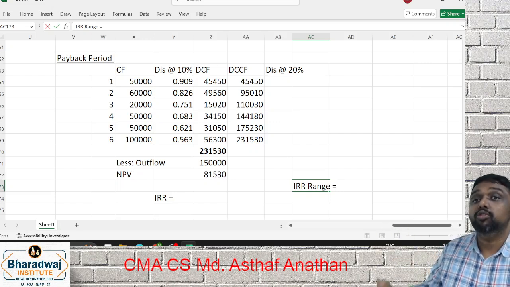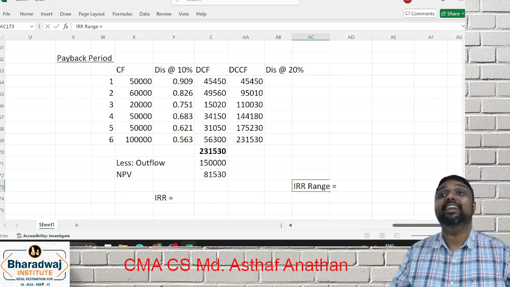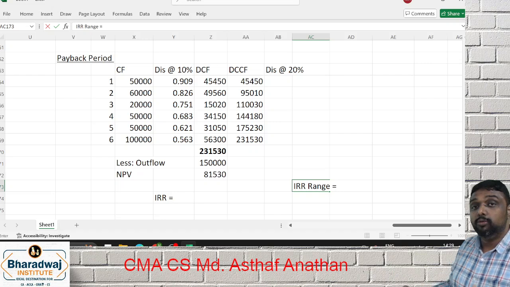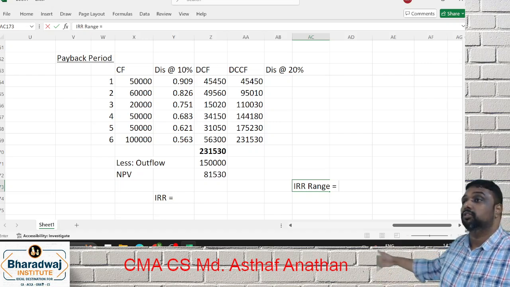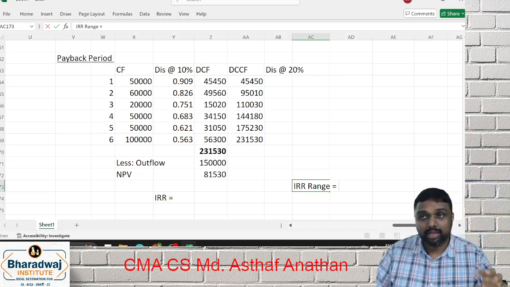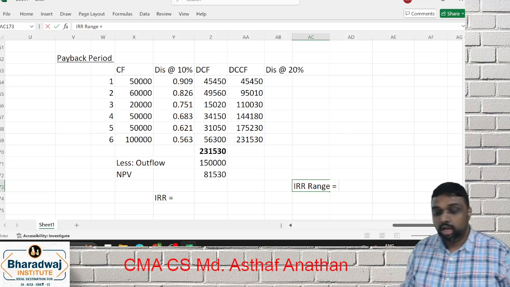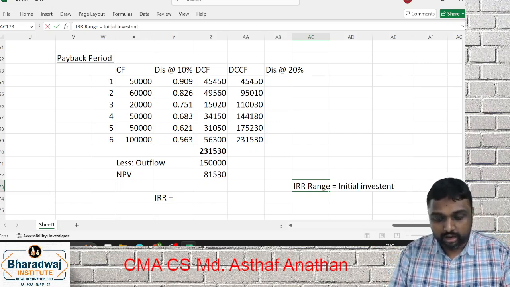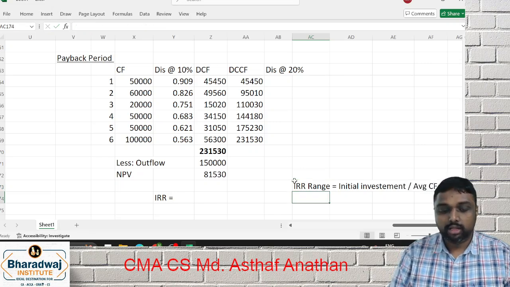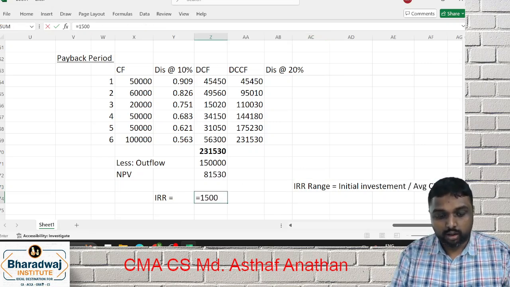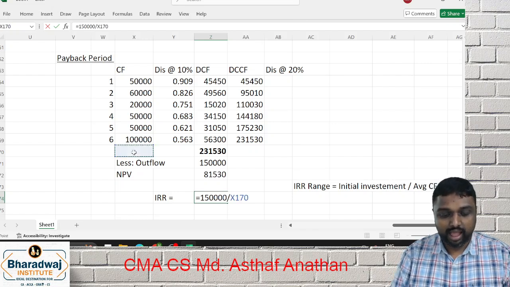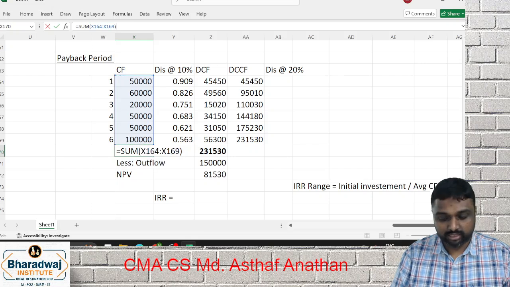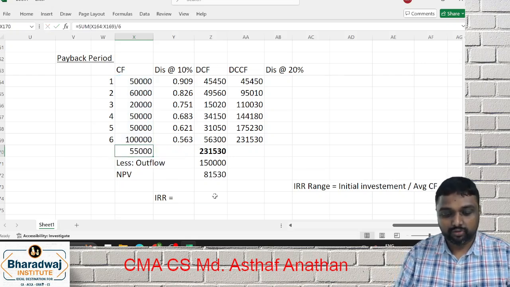This will be very useful for those who already revised capital budgeting. If you opened your capital budgeting book 2 or 3 months before, it is very difficult, because I'm going to extreme-level discussion also. So IRR range, how will you do it? Initial investment divided by average cash flow. This is the formula. Your initial investment is 1,50,000 divided by average cash flow. Average cash flow, you add all 6 years divided by 6, which is 55,000.